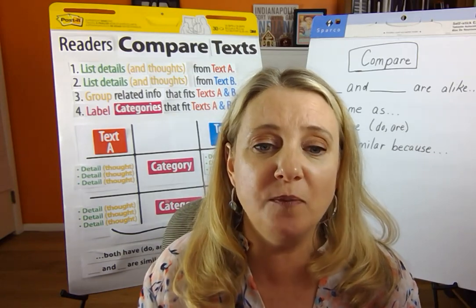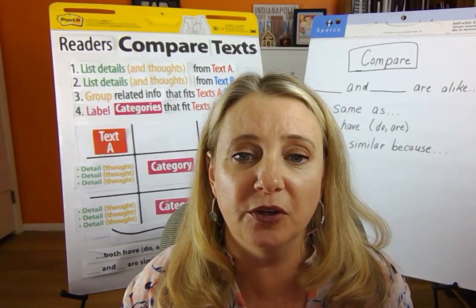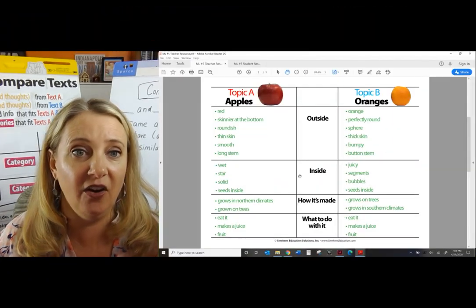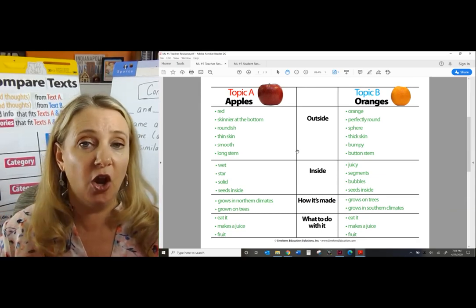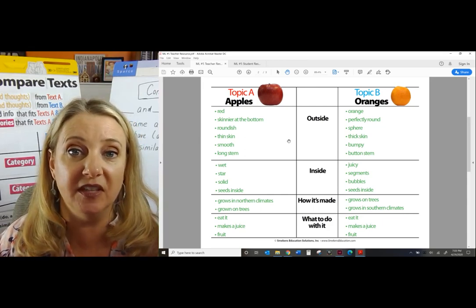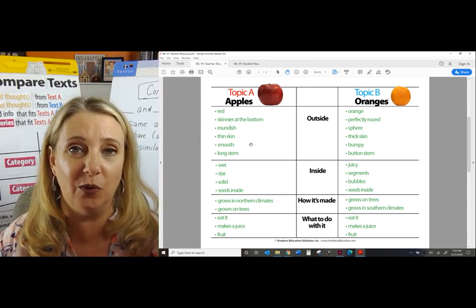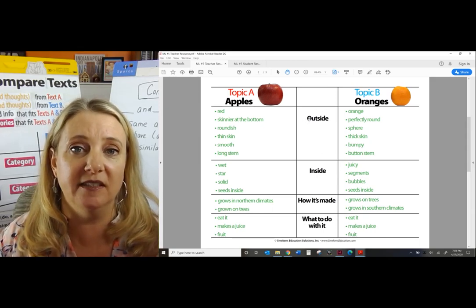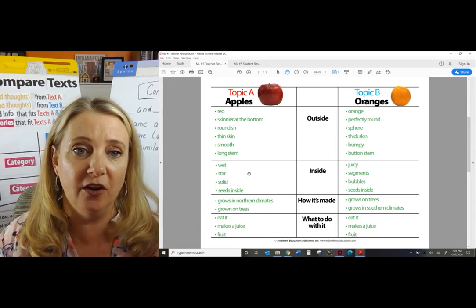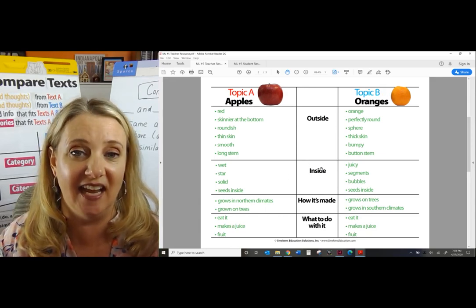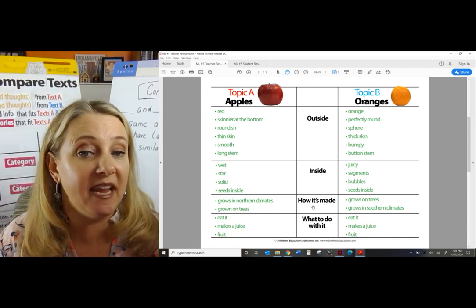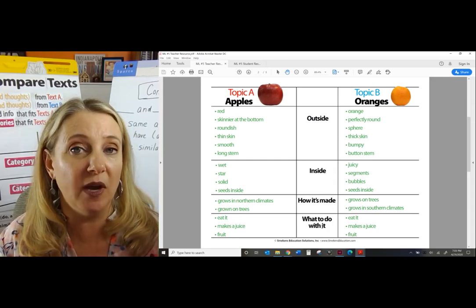And so let's go back to our passage that we were working on for apples and oranges. You see it here? Apples and oranges. So we did the sort over in my pocket chart in the last lesson, and we sorted things around. Well, I added them to this chart here so that we could see it all nice and organized. And we figured out the categories, that all of these details are about the outside of the apple and the orange. And all of these details are about the inside of the apple and the orange. We had a couple details, because you have to have at least two, for how it's made. And then we had a couple of details for what to do with it.